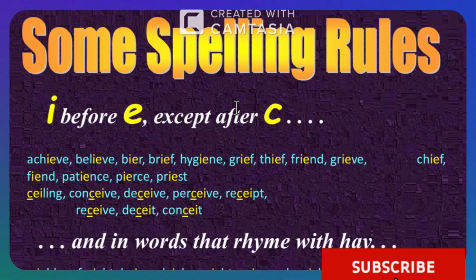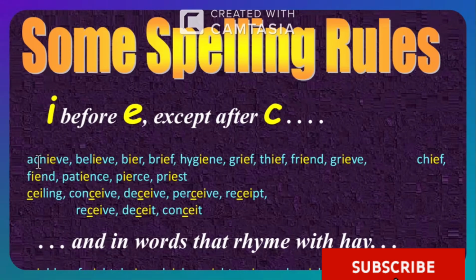Some spelling rules, and the first one is I before E. I before E, except after C. It means most of the time, I comes before the letter E. And here we have some exceptions. If you have the letter C, then E comes first, then I comes.